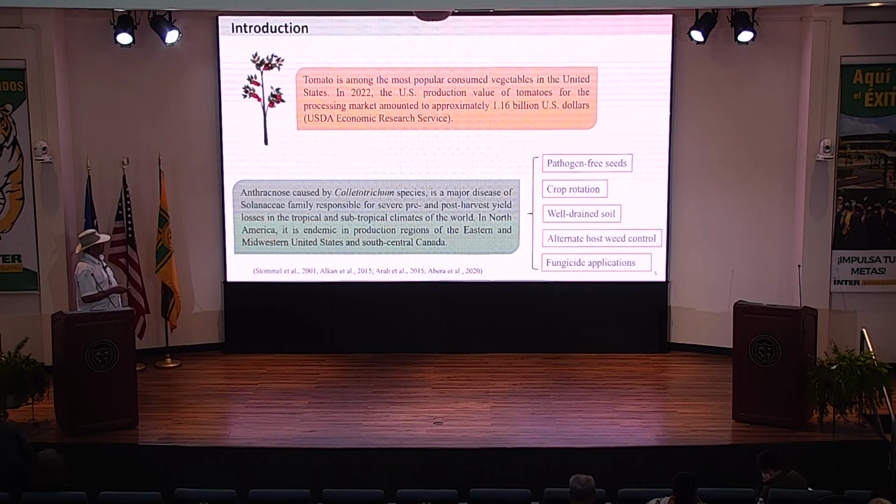Okay, so how to mitigate them? We need to select pathogen-free seeds. We can fumigate the seeds, or we can do crop rotation and well-drained soils, lots and lots of fungicide applications to kill the anthracnose-specific disease.